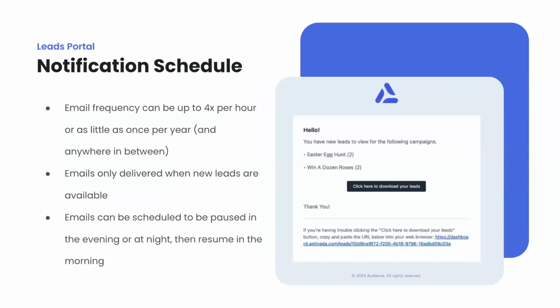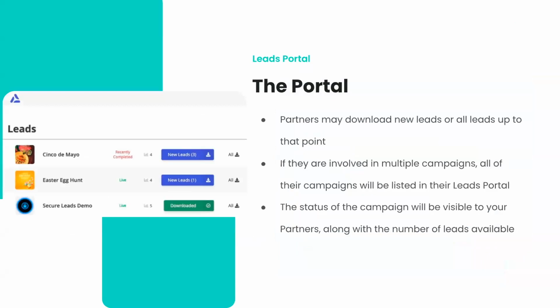So what does the notification schedule look like? It looks like email frequency can be up to 4 times per hour, or as little as once per year. So if you have a very long ongoing contest, you can send it once per year, and anywhere in between. Emails will only be delivered when new leads are available, and emails can be scheduled to be paused in the evening or at night, then resume in the morning. So similar to what we just discussed there.